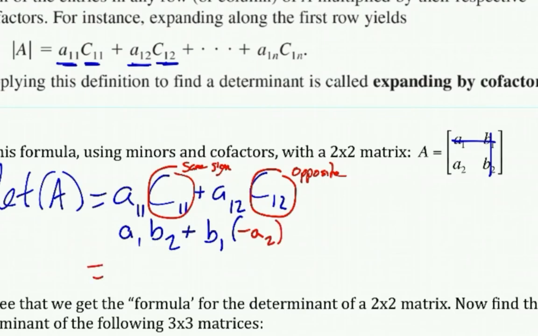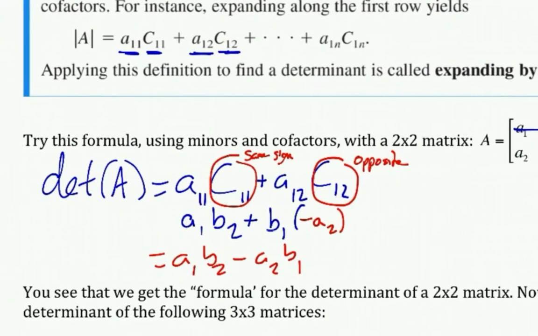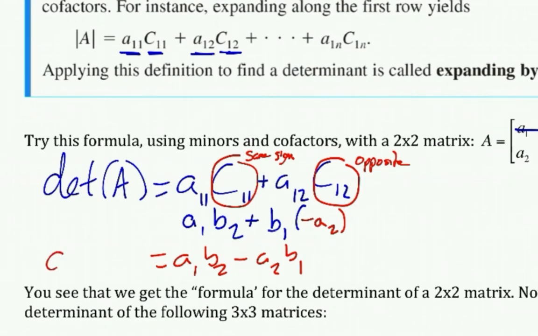Cleaning this up a little bit, we have A sub 1 times B sub 2 minus, since it's positive times a negative, I'm just going to put it in standard form, A sub 2 times B sub 1, which is really that original determinant that we learned earlier.